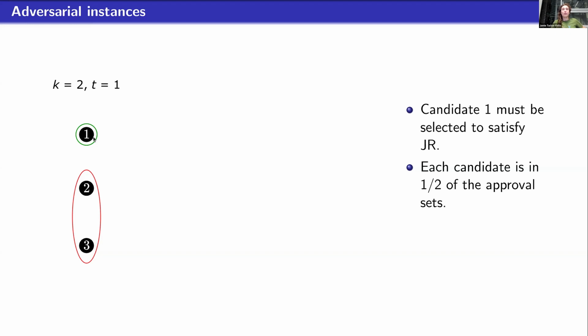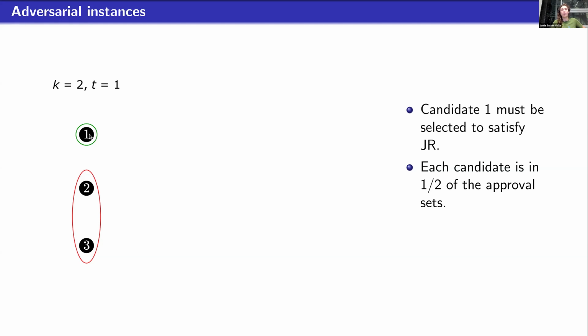Well, I claim that to satisfy JR, I better select candidate 1 as one of the two candidates. Why is that? Because, as I said, these ovals represent equal-sized subsets of the population. So the green subset is a cohesive set. They are 1 over K of the population, because K is 2, so half the population, and they all have this candidate 1 in common.